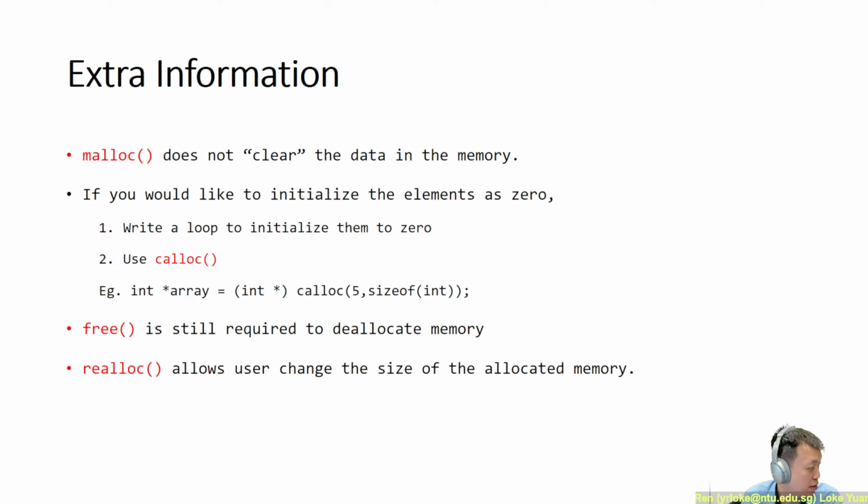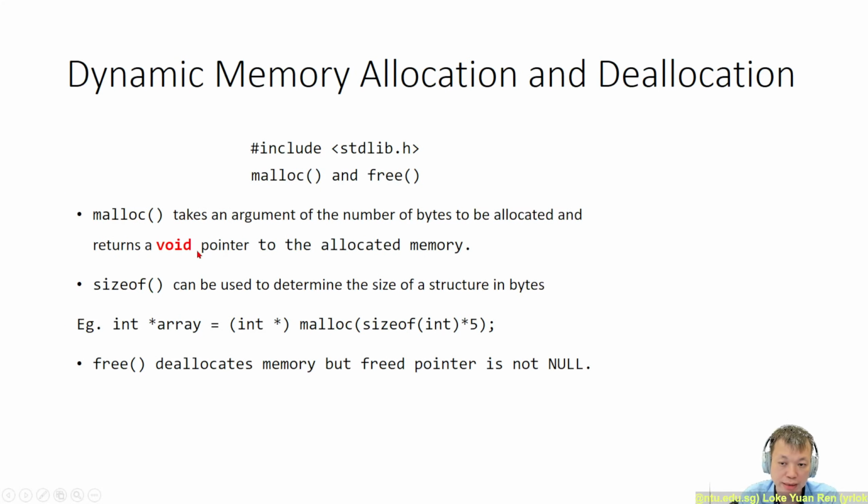What is void? That means it doesn't represent any data type. A void pointer is a special data type. It is not an integer, not a long, not anything. It's just a simple pointer. So you can cast this void pointer to any data type you want.